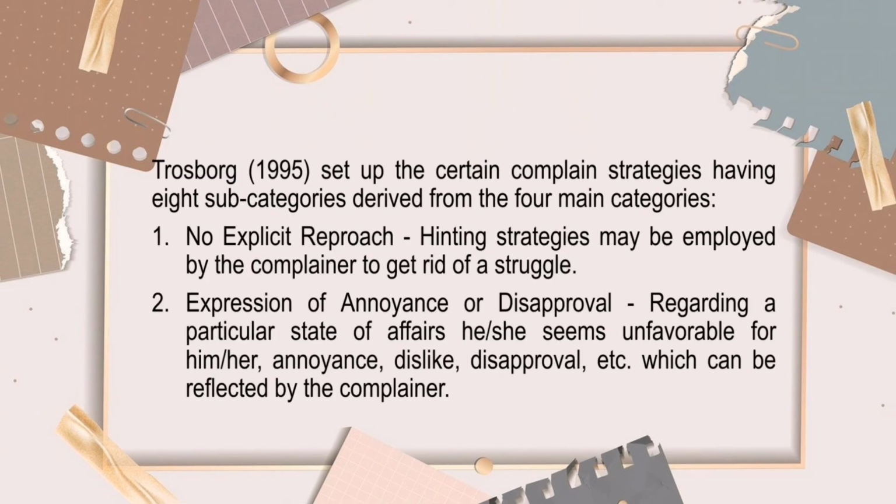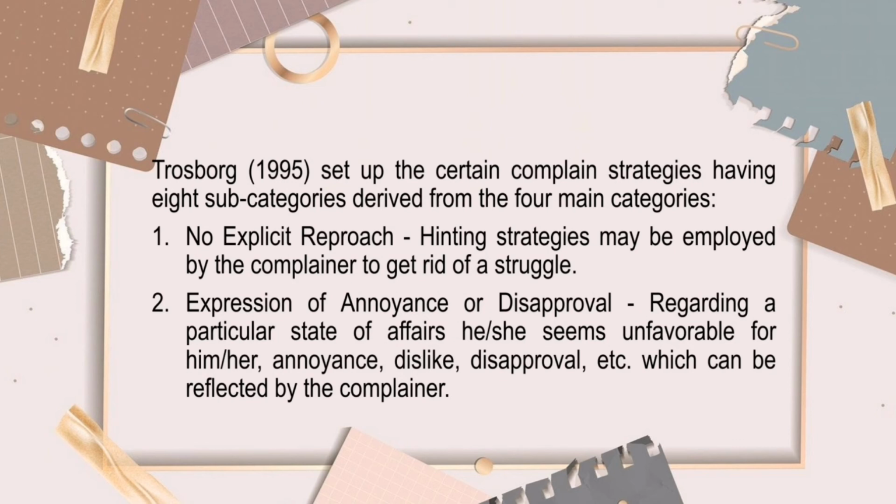Trosborg 1995 set up the certain complaint strategies having 8 subcategories derived from the 4 main categories. Number 1, no explicit reproach. Hinting strategies may be employed by the complainer to get rid of a struggle. The complainer indicates that he or she is informed about an insult and makes the complainee indirectly responsible in expressing the assertion in the existence of the complainee. The complainee is unaware of the insult, whether indicated or not, as the complainer indirectly clarifies that something is unsatisfactory.